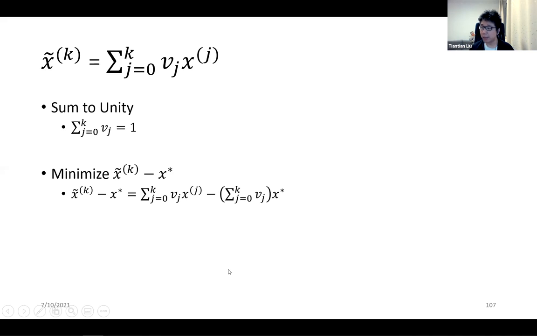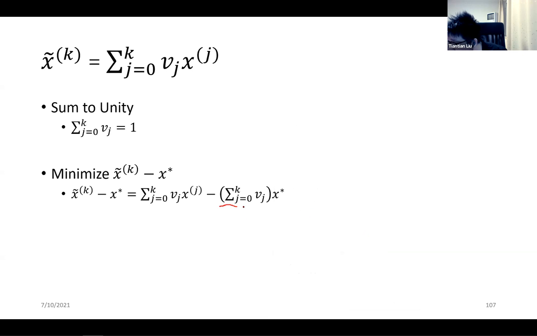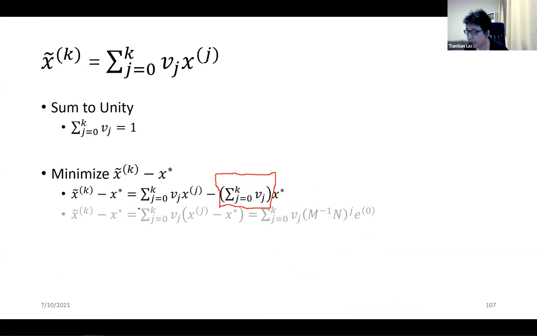So the first step we can do is to multiply the summation of weights in front of x star at first. In that case, we can merge those weights together to minimize this xj minus x star, multiplied by all the weights in front of it. And we know that xj minus x star in an iterative solver will end up with this kind of error. The error is simply the error in the first iteration multiplied by the matrix M inverse N, J times.